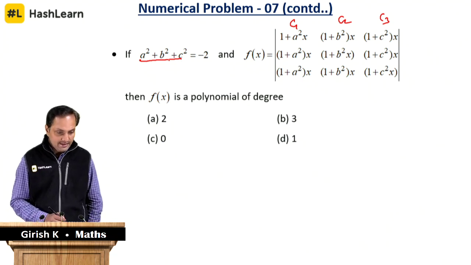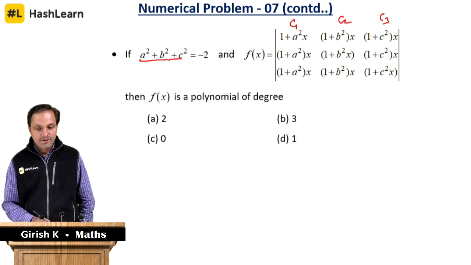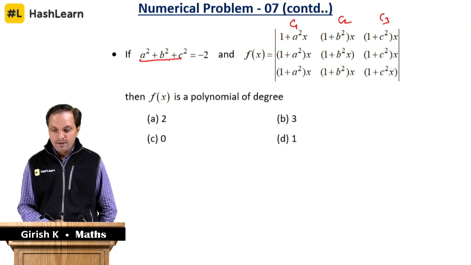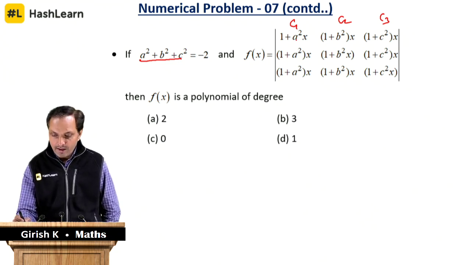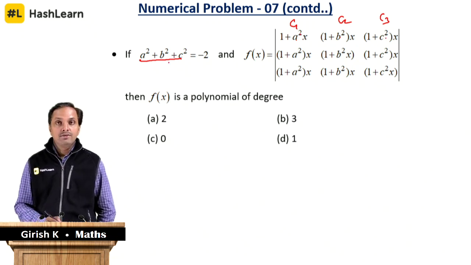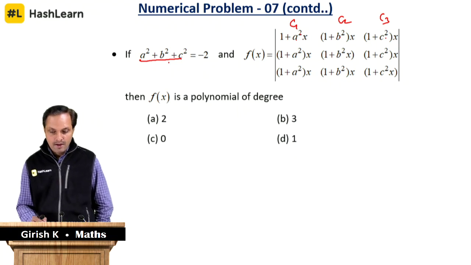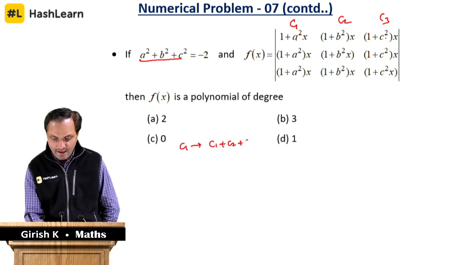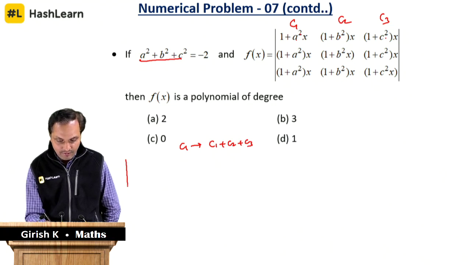Yes, option is B. Let us check, Pankaj, and please follow these steps. See here, you can take a square plus b square plus c square out so that you can substitute it as minus 2. Let me write C1 implies C1 plus C2 plus C3. So what does that step give you?